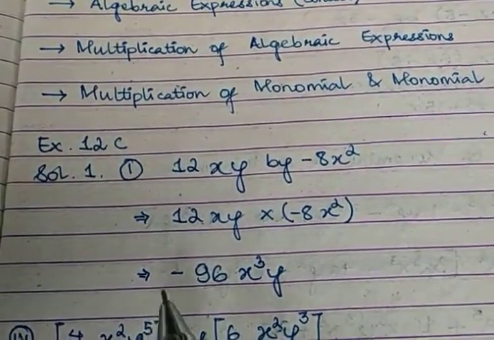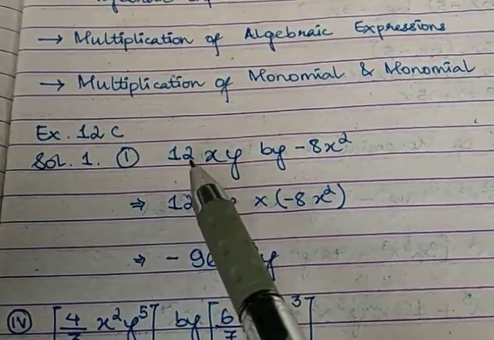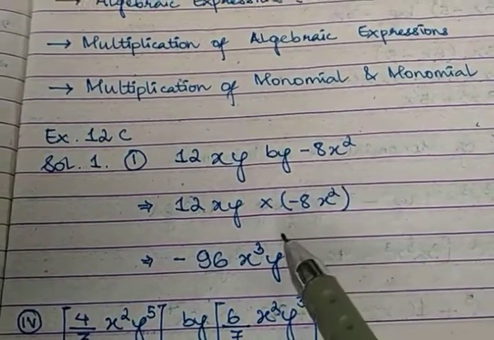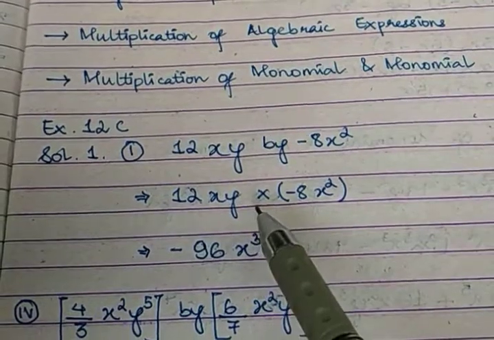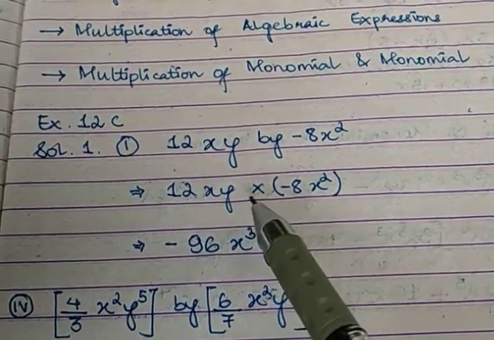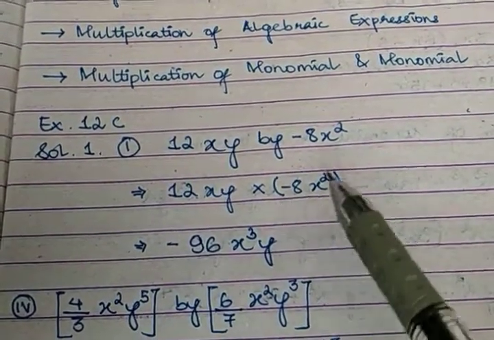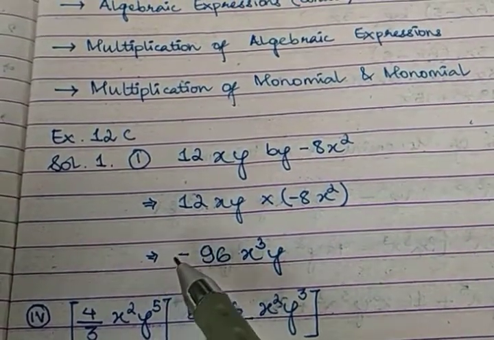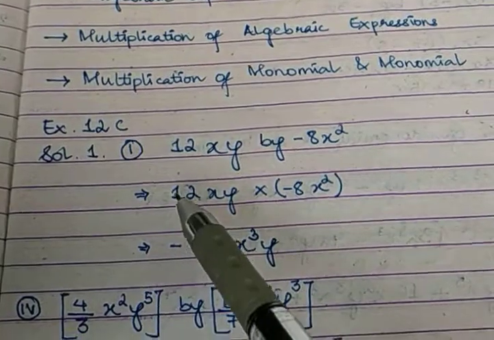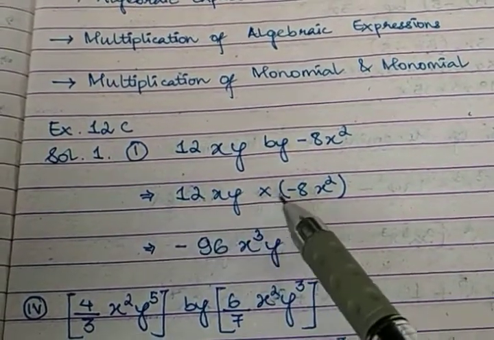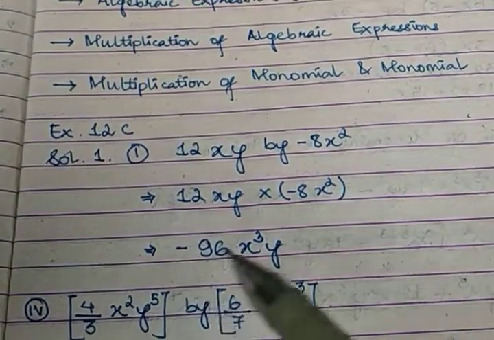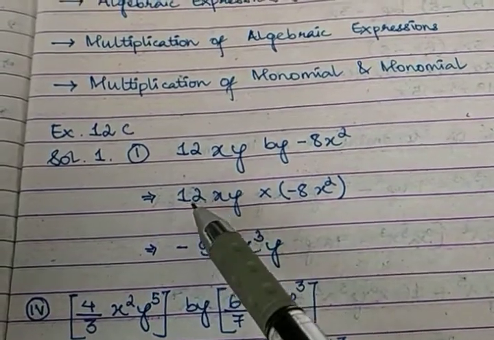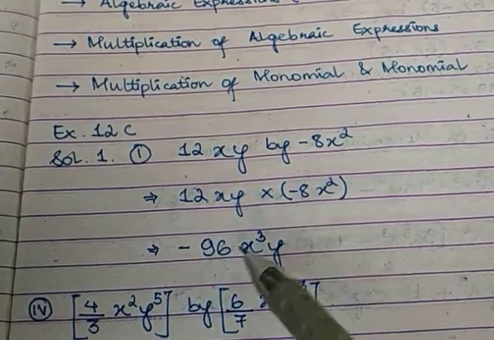Exercise 12, see question number 1. What we have is 12xy by minus 5x squared. So we need to multiply these terms. In the second step what I have done here is simply written it, since it was a negative term, within the bracket. We know that in case of multiplication the sign gets multiplied first, isn't it? So plus into minus, it is minus. The constant terms will multiply as it is. 12 into 8, it is 96.